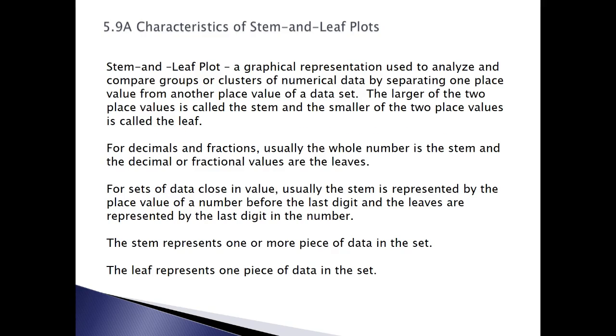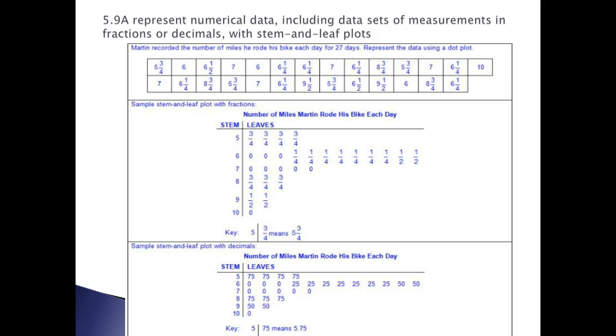Here are some definitions for you that you can use on stem and leaf plots. And here are some examples. So notice out here the stem is the whole number, and the fraction portion, or looking at the second one, the decimal portion, would be the leaves. So, for example, 5 3/4 is how you would read this first one, whereas down here at the bottom, 5 75/100 would be the first one.